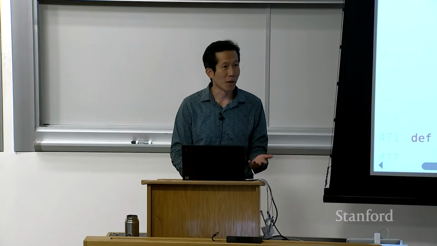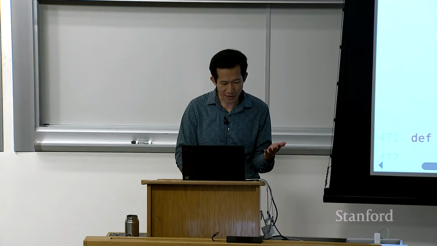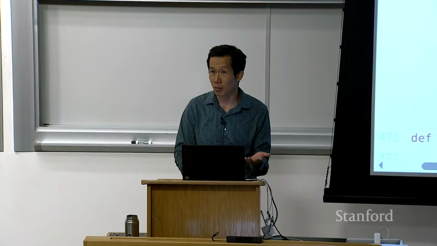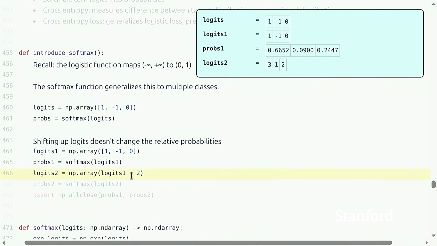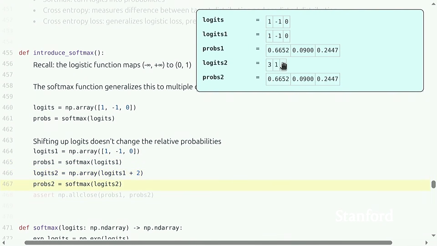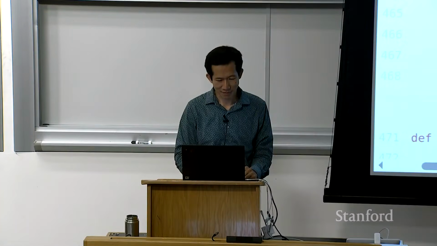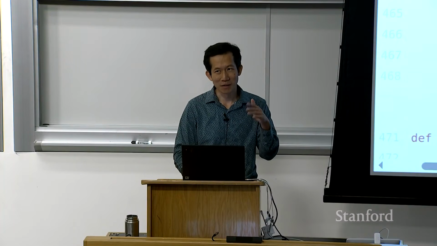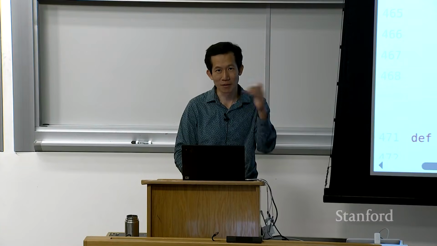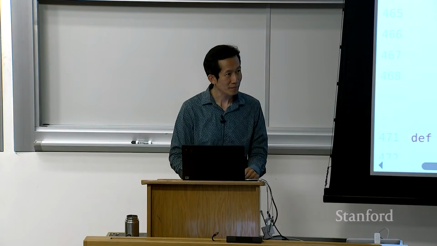Okay, so one property, just so you have some intuition, is that shifting the logits doesn't change the relative probability. So if I have these logits, I get these probabilities. And if I just add 2 to all these logits, then miraculously I get the same set of probabilities. I'll leave it to you to figure out why that is. It has something to do with when you're dividing out, you're multiplying and then dividing by the same number.